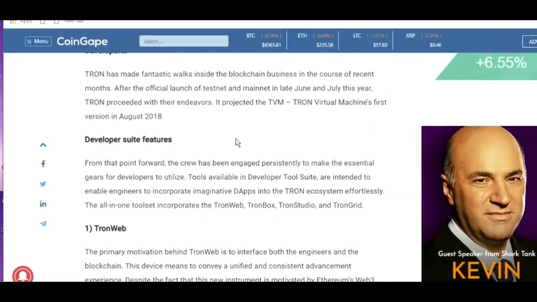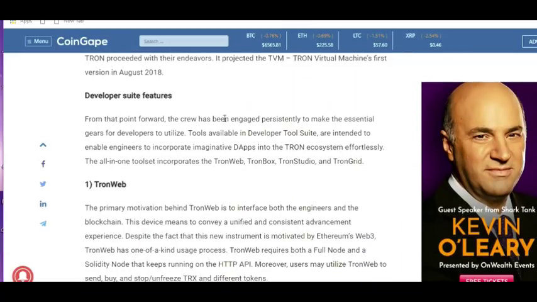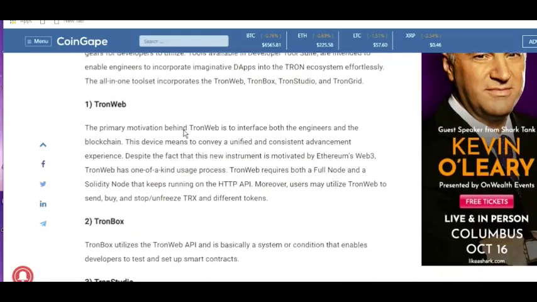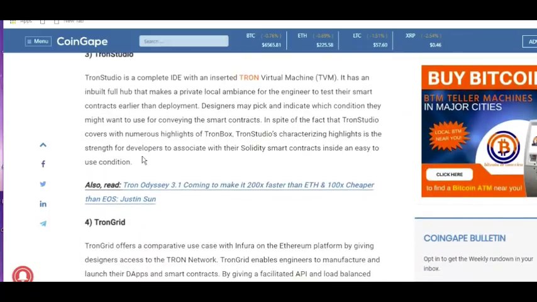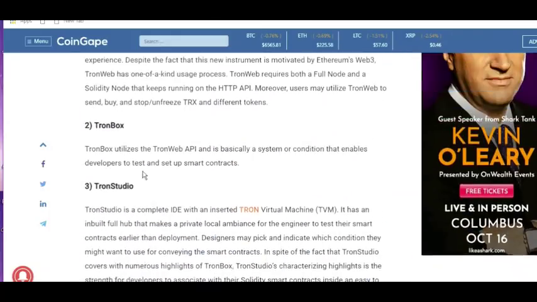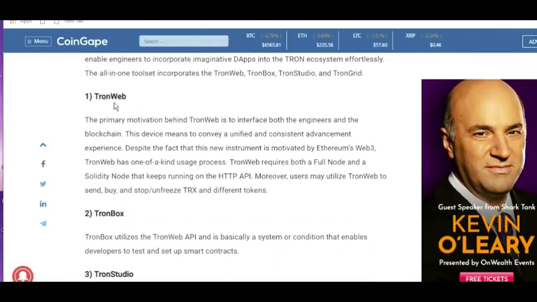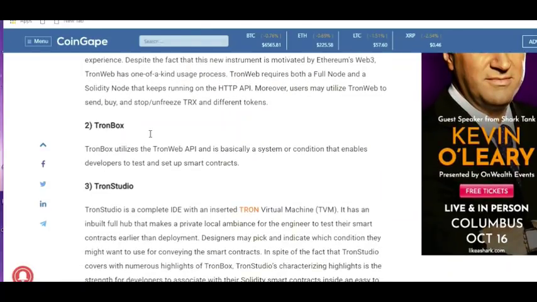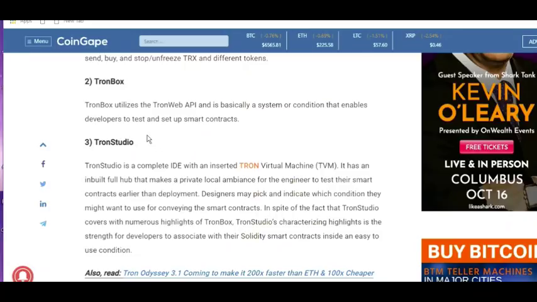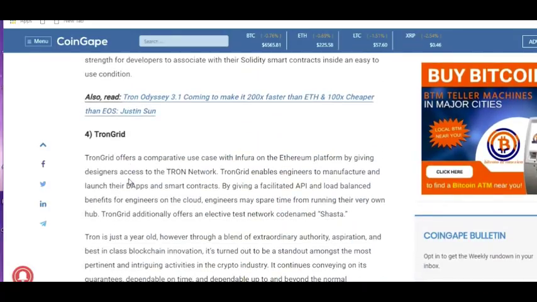So what is the Tron developer suite? Similar to Rust for Cardano, it's a group of tools for developers to easily and quickly create decentralized applications on the Tron ecosystem. They came out with four different tools, you could say, for these developers. One being Tron Web, two being the Tron Box, three being the Tron Studio, and lastly, the Tron Grid.